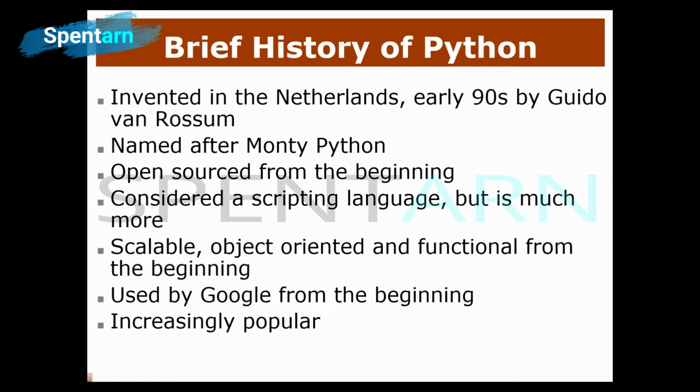Okay. Now this is the brief history of Python that you need to know. It was invented in the Netherlands in the early 90s by Guido van Rossum, and it is named after Monty Python, which is a show. Open source from the beginning: anyone can use Python programming. It is a scripting language, scalable, and object oriented. Here we will discuss the OOPS concept. Functional from the beginning, used by Google from the beginning, and increasingly popular. So it is getting popular day by day.